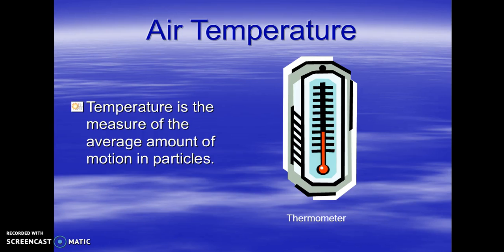Temperature is the measure of the average amount of motion in particles. So when we use the thermometer, these particles hit this area of the thermometer, transfer their energy to the liquid inside, and the liquid inside becomes less dense and starts moving and actually rises up the thermometer. So again, temperature is the measure of the average amount of motion of those particles. Right, what's underlined?